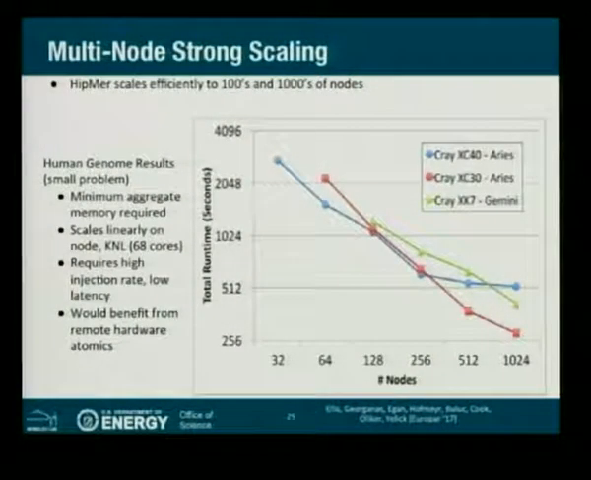This shows the scaling across a number of nodes. Now this is actually still a fairly small data set. This is strong scaling, so a fixed problem size run on multiple nodes. This is a human genome, and we did that because the environmental genomes still are large enough that we have trouble fitting them on any modest number of nodes.